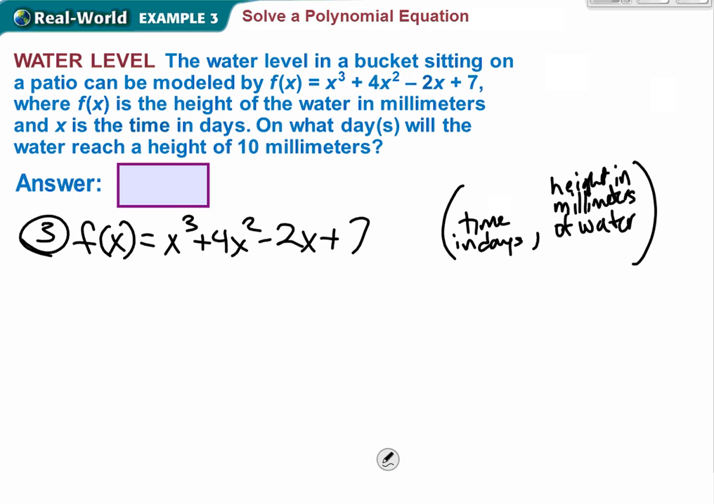And so then at what day, or days, will the height of the water reach 10 millimeters? And so what we want to do then is set this equal to 10, right? When is f of x equal to 10? And I'm going to write it this way, x to the third plus 4x squared minus 2x plus 7 equals 10.